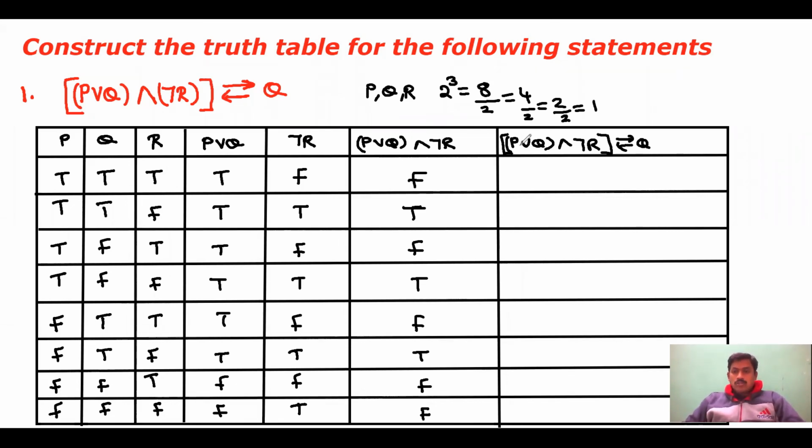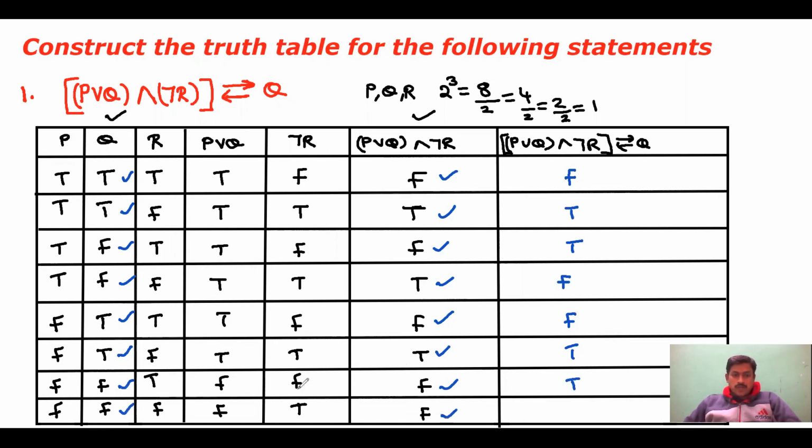Finally, to get this last column, we have to take P or Q and not R and this Q column, and we have to apply biconditional between them. Now, F biconditional T is F. T biconditional T is T. Here F biconditional F is T. Here T biconditional F is F. F biconditional T is F. T biconditional T is T. F biconditional F is T. F biconditional F is T. This is our required truth table.